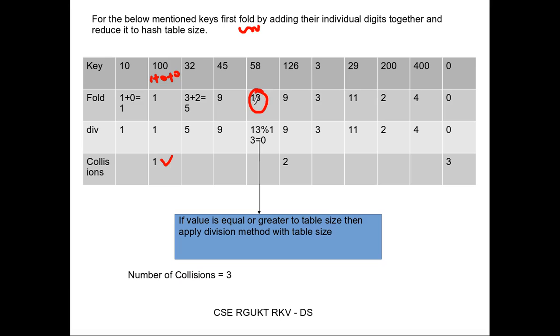Whatever index you generate, if it is greater than the table size, obviously you have to apply the modulus operator. And next you have 126: 1 plus 2 plus 6 is 9, which is less than 13, so at index 9 you store the element 126, but at index 9 already 45 is stored, so you have a second collision. Then element 3 modulus 13 is 3, no problem. 29 modulus 13 is 11, no problem.